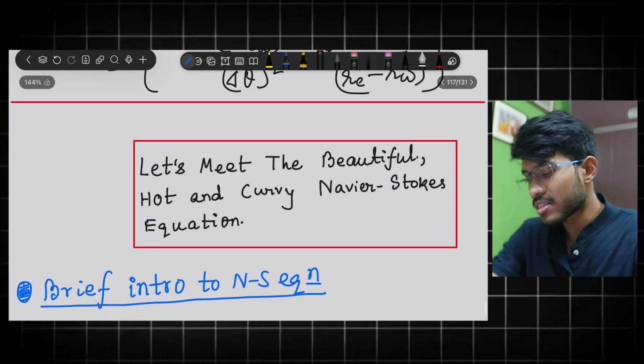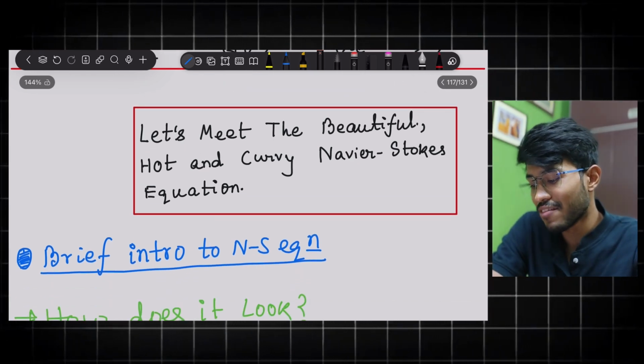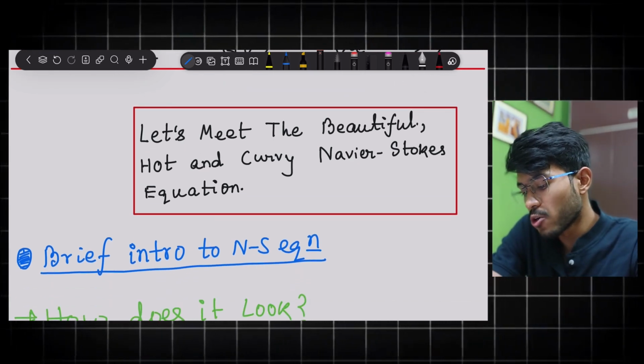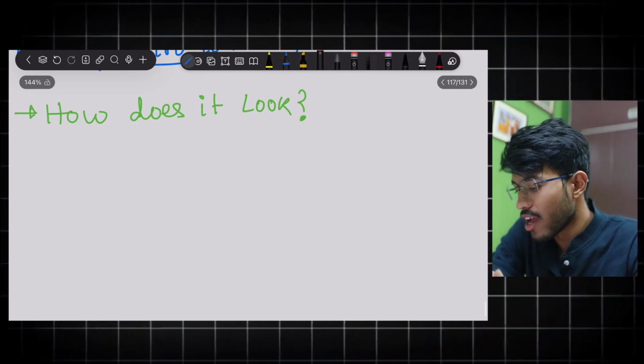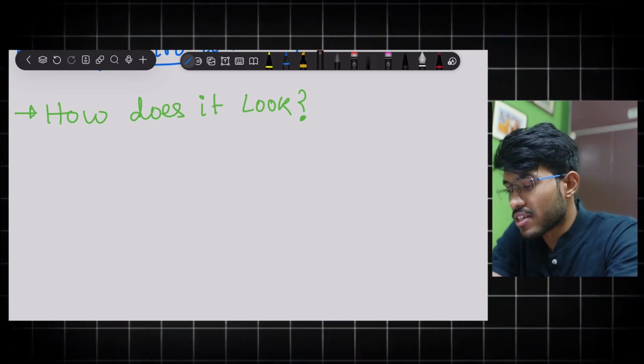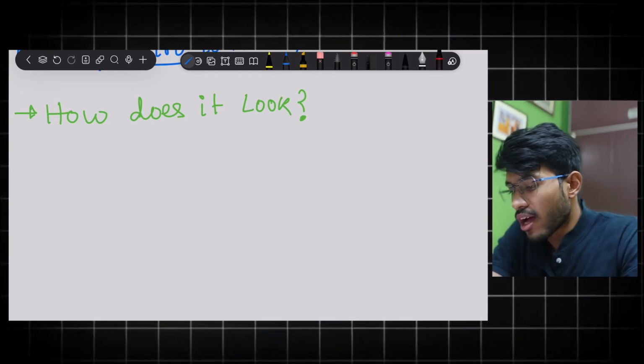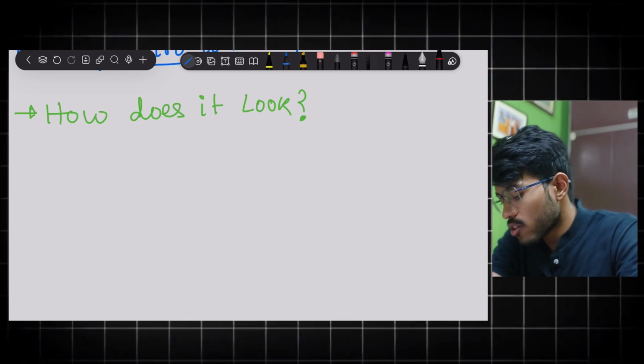So let's meet the beautiful, hot and curvy Navier-Stokes equation. A brief intro to the NS equation. Don't worry, I will not give the hefty derivation. So first of all, let us see how it looks.